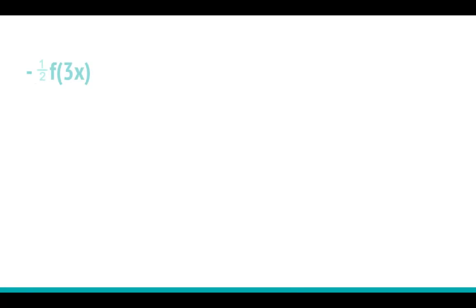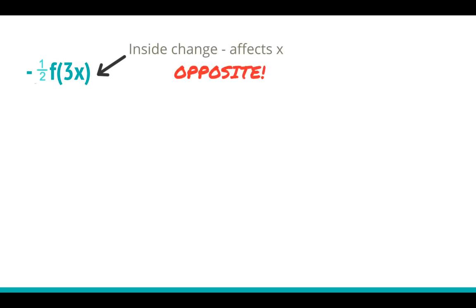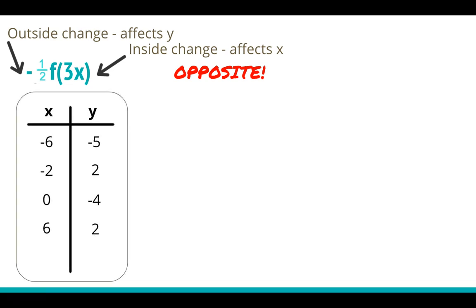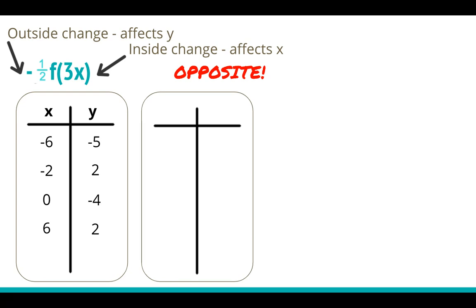For our last example, we have -1/2 f of 3x. This 3x is on the inside, and inside is opposite, and it affects the x value. So it looks like we're multiplying by 3, but we're really going to be dividing by 3. This -1/2 is on the outside, and it's going to change our y values. Here's our original table again from the first function. For the x values, we're going to do the opposite. It looks like it is 3 times x, but we're actually going to be doing the opposite, divide by 3.